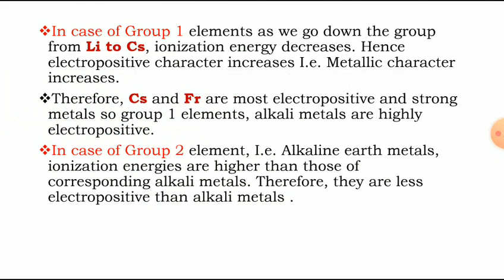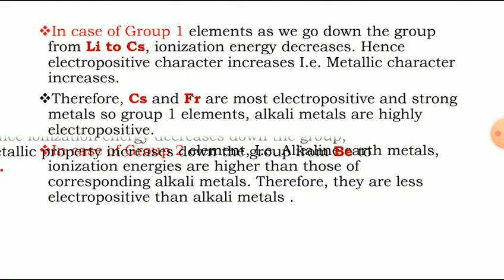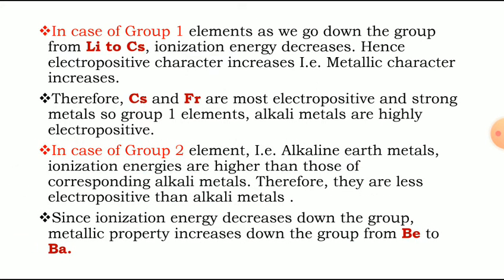In the case of group 2 elements, what are they? Beryllium, magnesium, calcium, strontium, barium, and radium. These are the group 2 elements, also called alkaline earth metals. Their ionization energies are higher than those of the corresponding alkali metals. Therefore, they are less electropositive than alkali metals. Since ionization energy decreases down the group, metallic property increases down the group from beryllium to barium.